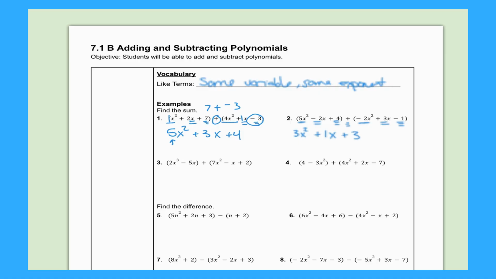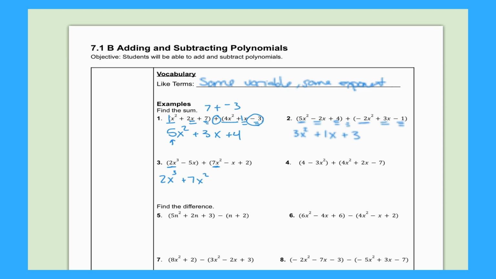Number 3, again, we're adding. So because we're adding and there's nothing I can do inside either parentheses, I can just ignore the parentheses. If we look in this one, though, I have an x to the third here, but I don't have one over there, which means that's going to stay the same. Anytime they don't have a like term, it just stays the same. So 2x to the third. And then I'm going to come over here next. That's my next biggest exponent. And it also doesn't have a match, so it's going to stay plus 7x squared.